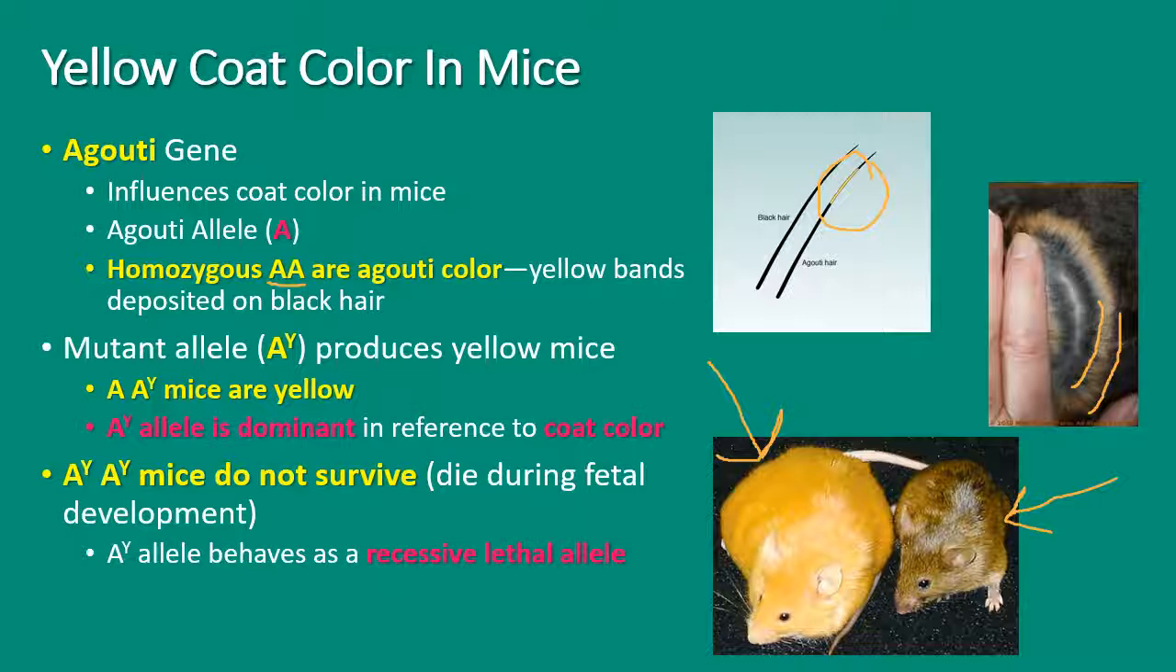But anyway, this allele is dominant, so you only have to have one of these alleles in order to be yellow. And it turns out all yellow mice are heterozygous. They never breed true. You never find a mouse that is homozygous for the AY allele because these mice do not survive. They actually die during fetal development. So in this case, this allele behaves as a recessive lethal allele.